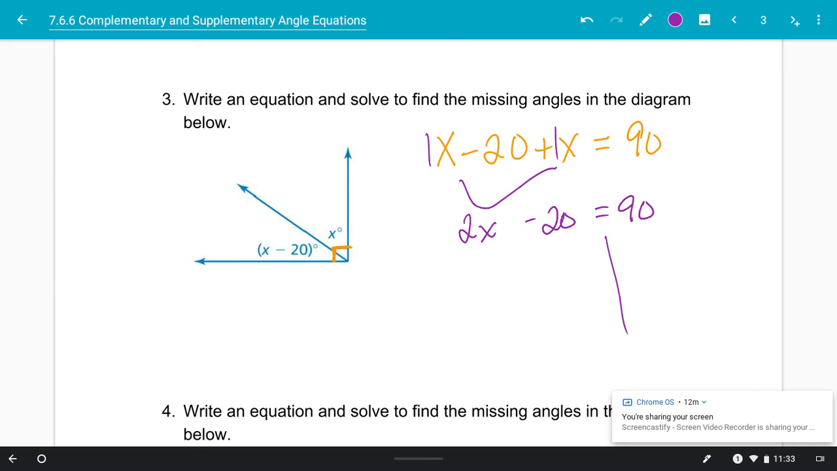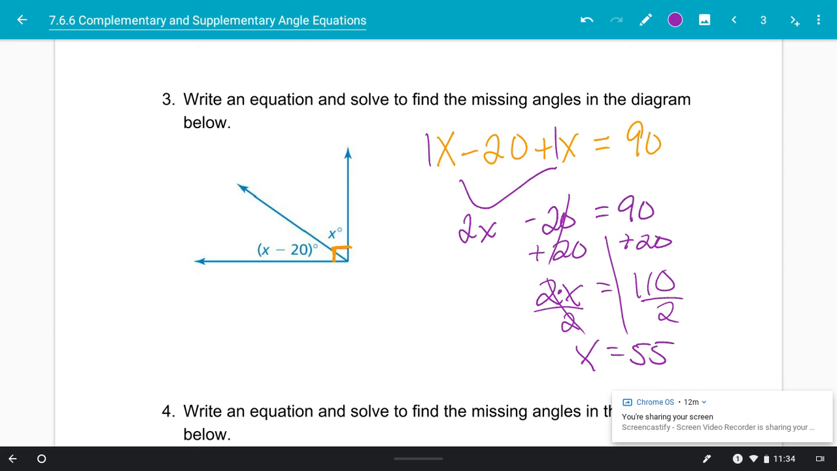So what's happening to x? It's being multiplied by 2, then we're subtracting 20. So to undo that, we're going to add 20 to both sides first. We get 2x is equal to 110. Solving for x, we're going to undo that multiplication with division, and we get x equals 55.